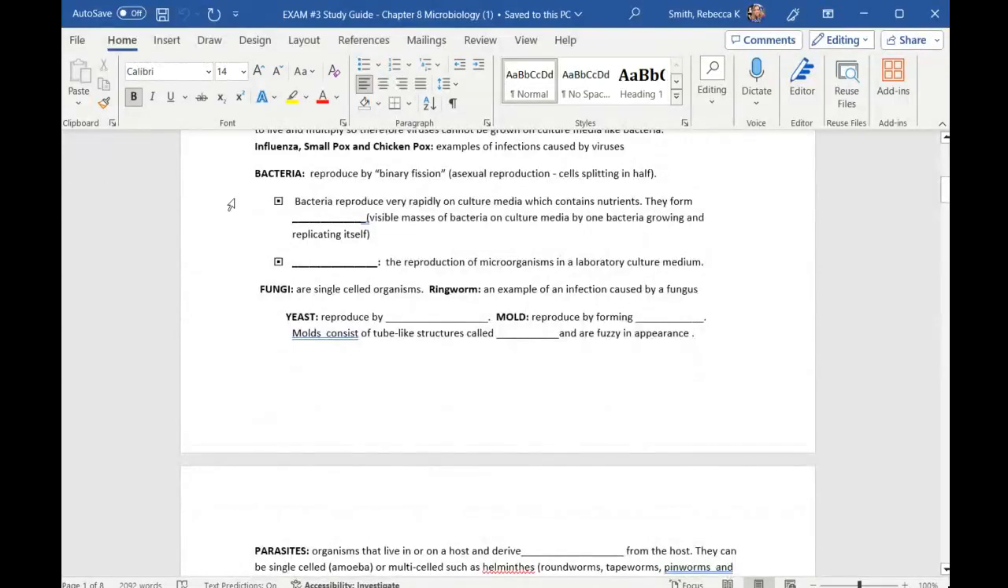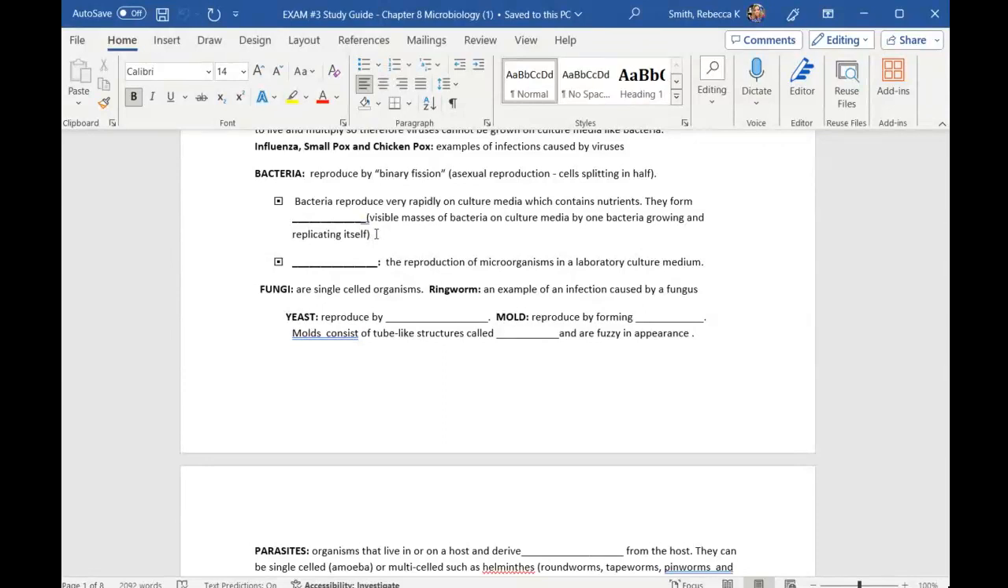All right, so bacteria. They reproduce by binary fission, so they just keep splitting themselves in half. They reproduce very rapidly on culture media, and they form what on top of that media? What were those things we were looking at and taking off and putting under the microscope after we stained them? Colonies, yes. What is the reproduction of microorganisms in a laboratory culture medium? Is it culture? Yeah, we can put that.